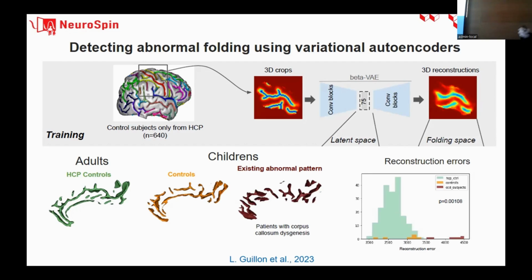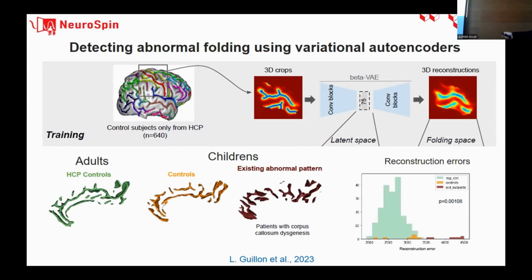And after that, you can use it to see whether they make some mistakes or not when you provide them with a new brain. And here it's an example in the cingulate area. Here you see a standard cingulate area. The model has been trained with adults, and we test it on children coming from another machine. Here you see a control, a child with a standard cingulate. And here it's a child with agenesis of the corpus callosum, which is known to completely modify the folding pattern here.